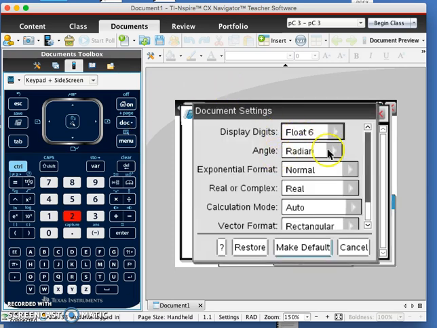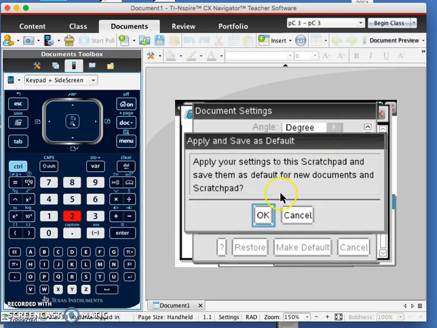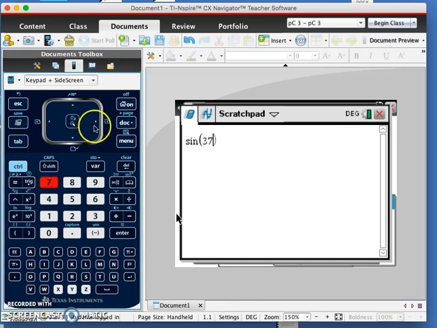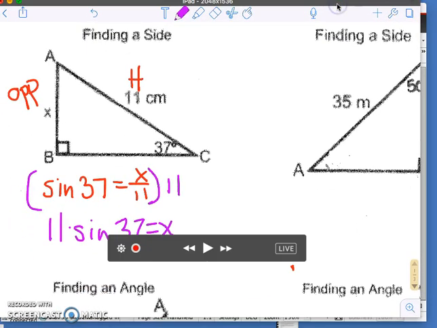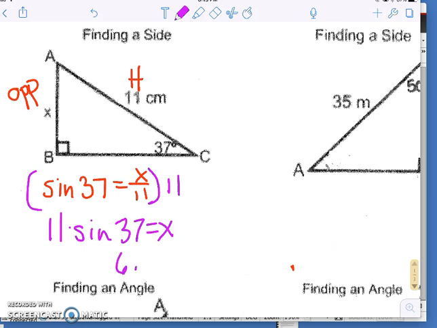you can see right here, for angle, it says radians. We need to switch it to degrees. And then we can tab down and make that our default, and we can apply it to everything. So now we can type in what we had. Here's our trig key. So the sine of 37, make sure we arrow out of parentheses, times 11. And we have 6.62. So 6.62 is our answer.